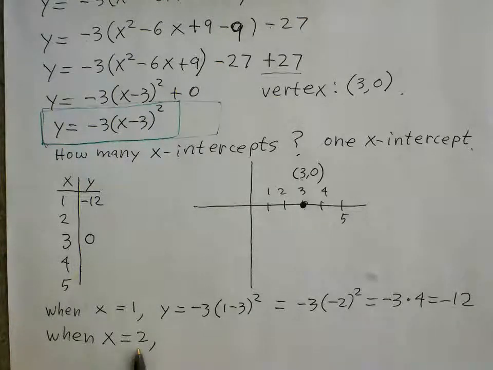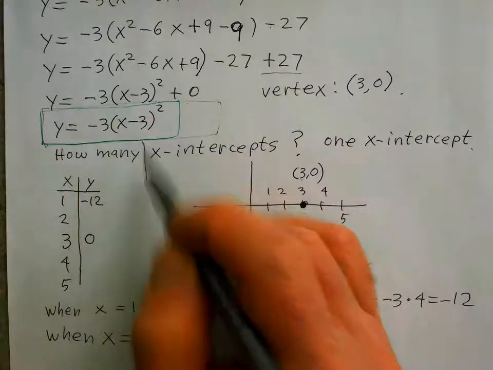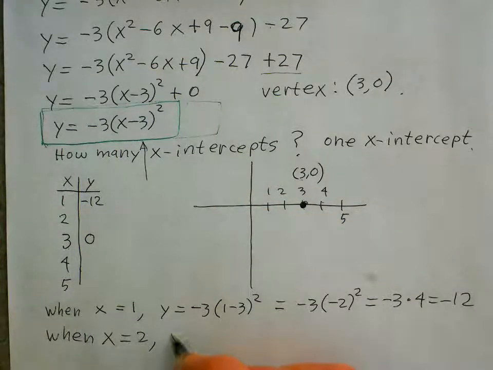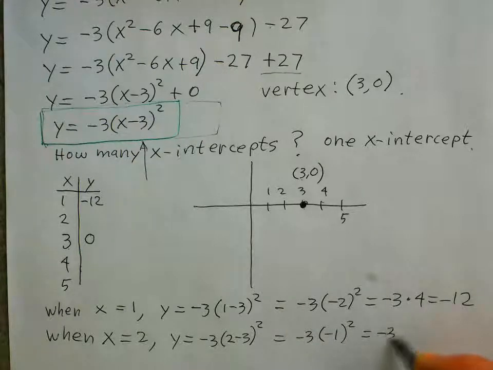Okay, when x is 2, if we use the vertex form, the y-coordinate is negative 3 times the quantity 2 minus 3 squared, or negative 3 times negative 1 squared, which is negative 3 times positive 1, or negative 3.